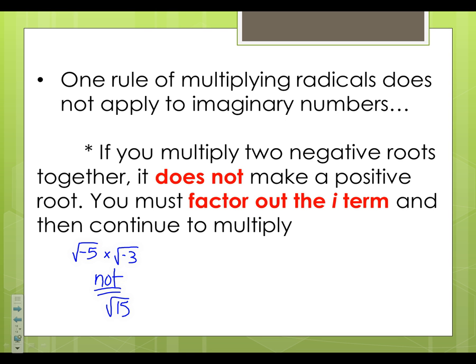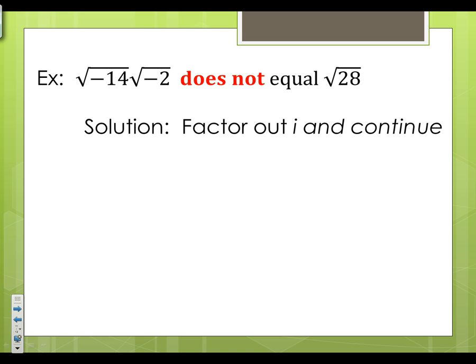Okay, so on the next slide we'll go through an example and I'll show you how to do this correctly. But a negative root times a negative root does not turn to positive. That one rule does not apply. So like the example says, root negative 14 times root negative 2 does not equal root 28. What do I do instead then?